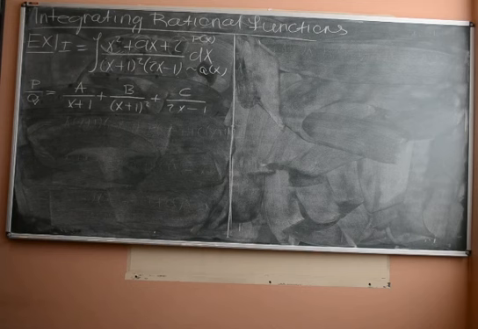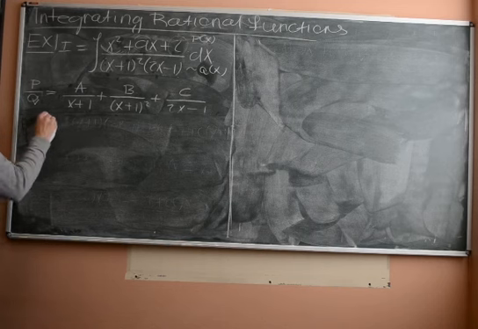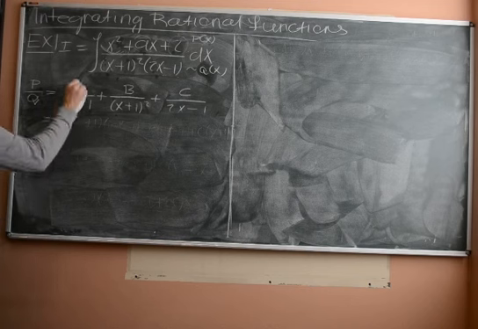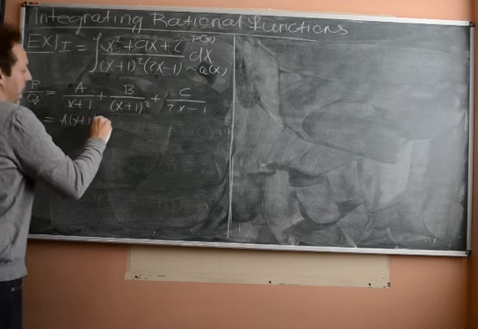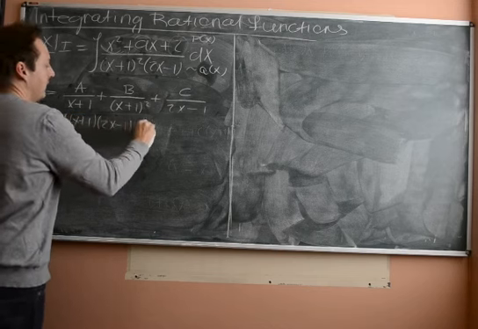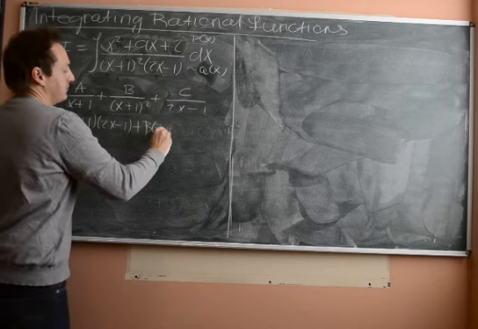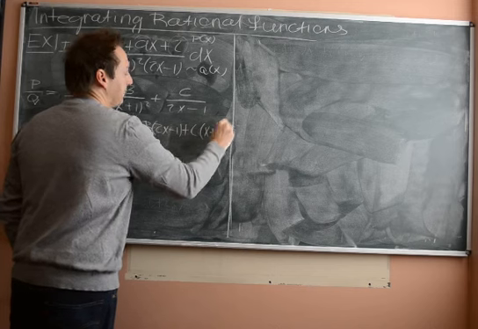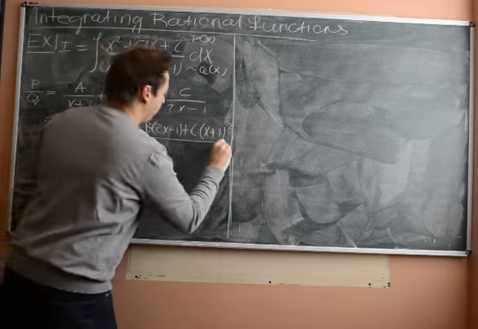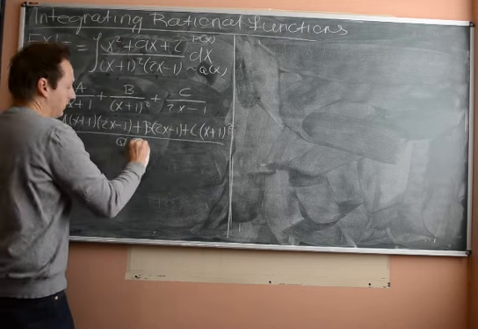So what we do is we add together these three fractions. That means we have to put them over the same common denominator, and that common denominator is going to be q. So that means we have to multiply the first term by x plus 1 and 2x minus 1, the second one just by 2x minus 1, and the third one by x plus 1 squared, all over q of x.